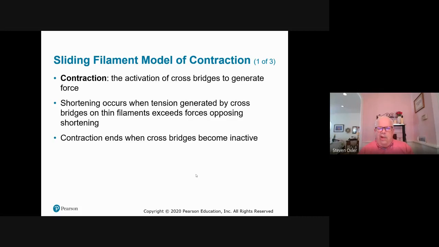Shortening occurs when tension is generated by cross bridges on the thin filaments that exceed the forces opposing shortening. What really happens is that the myosin filaments pull the actin filaments to shorten them, and then contraction ends when the cross bridges become inactive. The filament that moves in a contraction is the thin filaments or the actin filaments.